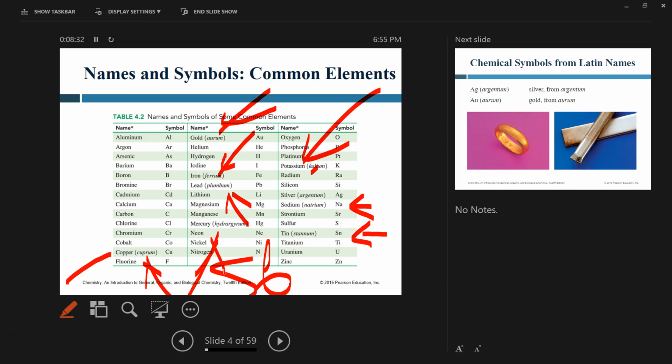Few things. Do not memorize this table. I will tell you exactly in the study guide which symbols to remember. We're going to take it bit by bit.